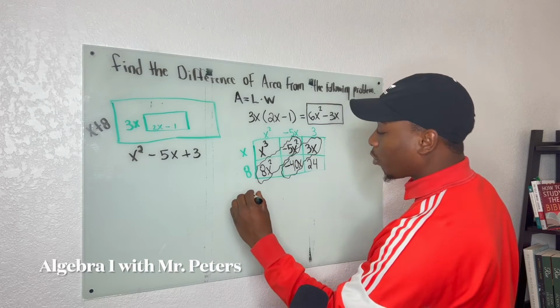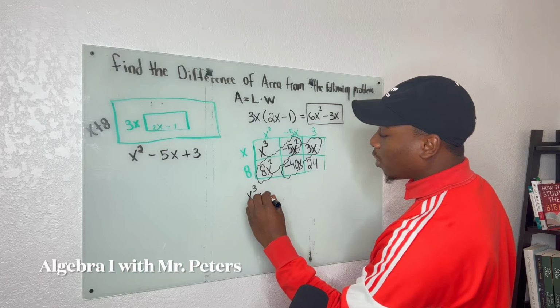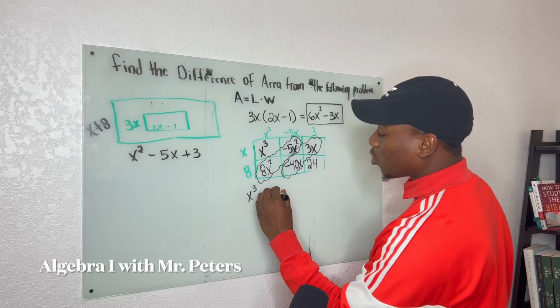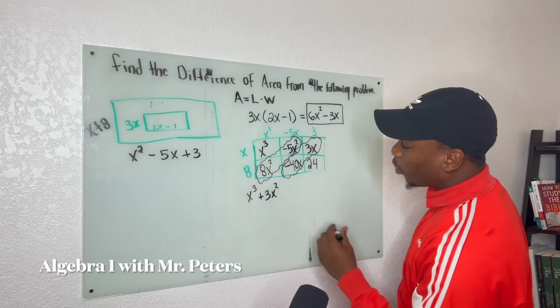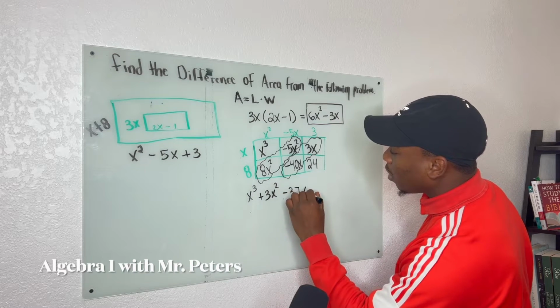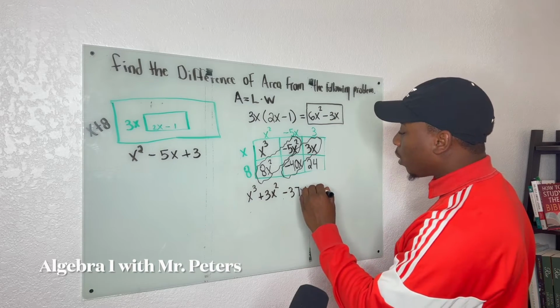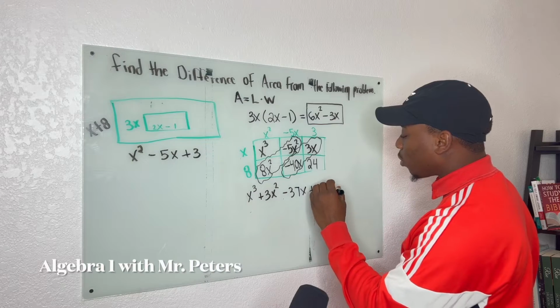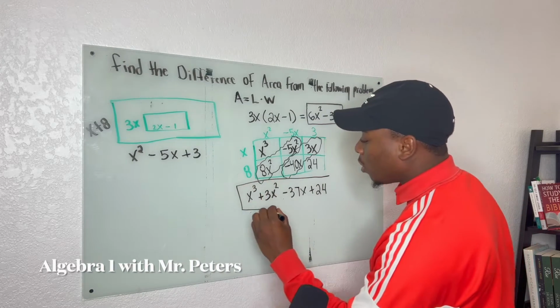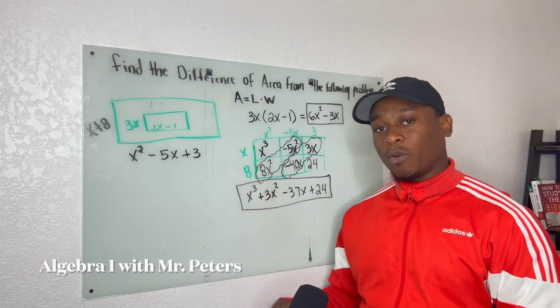So x to the third stays the same. 8 minus 5 is going to give me a positive 3x squared. Negative 40 plus 3 is going to give me a negative 37x. And we know 24 stays the absolute same because it has no like terms. All right, so we've got the area for both the small and larger rectangle. Professor Peters, what is next?